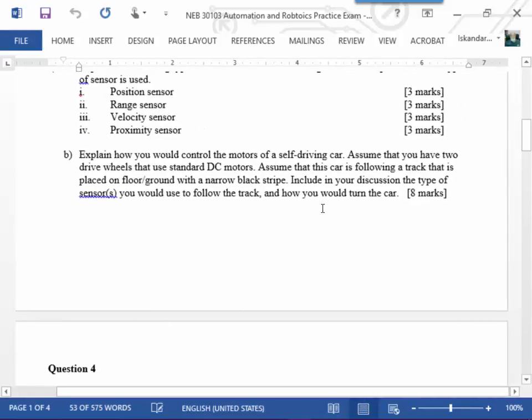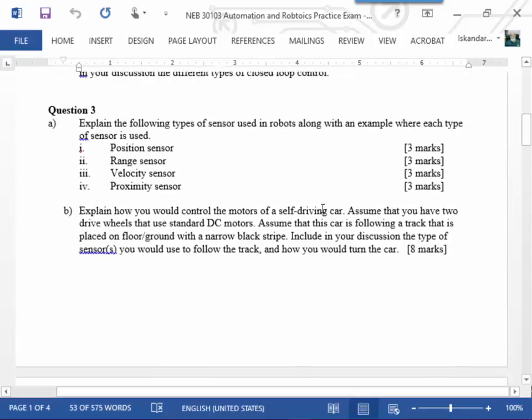Position, range, velocity, and proximity, those are all fairly straightforward. Position just simply tells you what the position of a robotic arm is. The range actually measures distance. In other words, if I've got an electric car, it would measure the distance between the front of the car and the back of the car in front of it, or the wall. Those usually use some type of ultrasonic beam. They could use light.